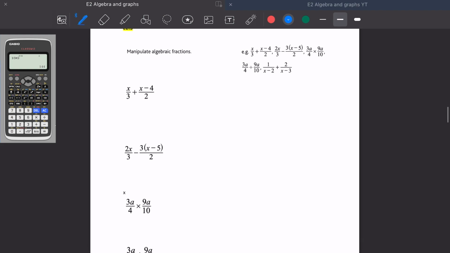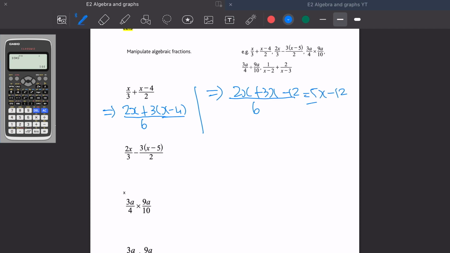Next syllabus statement is manipulate algebraic fractions. You have x over 3 plus x minus 4 divided by 2. So let's take the LCM of 3 and 2. That's 6. This becomes 2x plus 3 into x minus 4. This becomes 2x plus 3x minus 12. Then you get 5x minus 12 over 6.